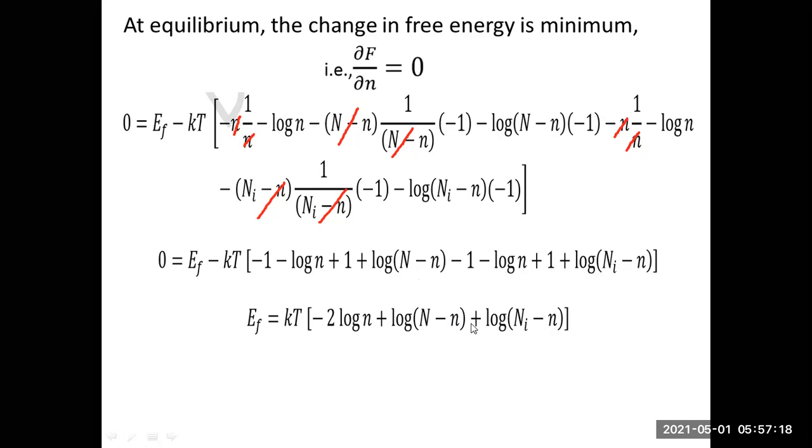I think that is very clear. See, minus 1 is there, minus 1 is there, minus 2, it will become minus 2. Or else you can just see minus 1 plus 1 get cancelled. Minus log n minus log n is minus 2 log n, plus log of capital N minus small n plus log of N suffix i minus n. Clear everybody? Now EF goes to this side, EF by KT is equal to, this is in the form of x log a. This can also be written as log of n to the power of minus 2, that is log of n square, plus log of capital N minus small n plus log of N suffix i minus n. So right, we'll move to the next one, right?